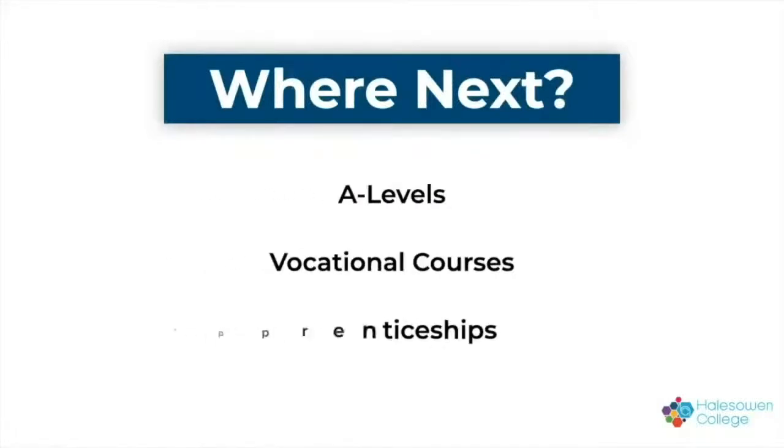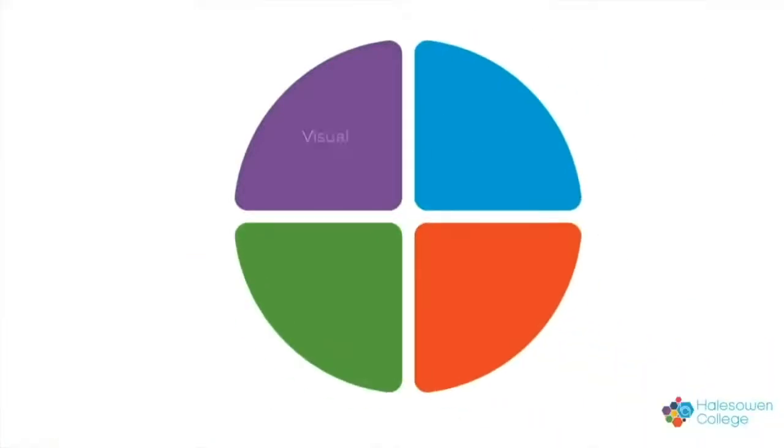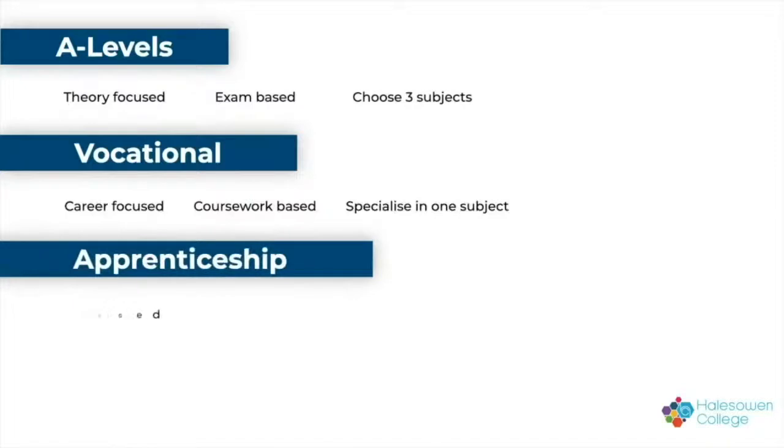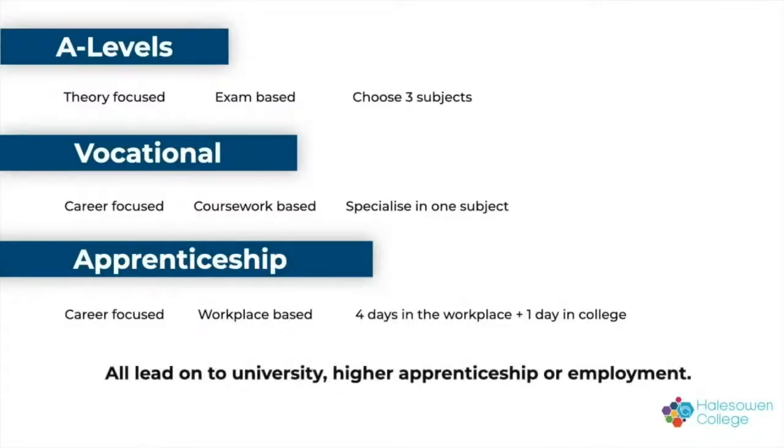So post 16, there are 3 main options. Try and think about your learning style and choose the one which suits you best. Firstly, there are A-levels, generally 3 subjects. All of those subjects will have exams though. There's vocational. These are more career focused, mostly coursework. Finally, there's apprenticeships. Apprenticeships are for those ready for work, but still who want to continue to learn alongside employment.